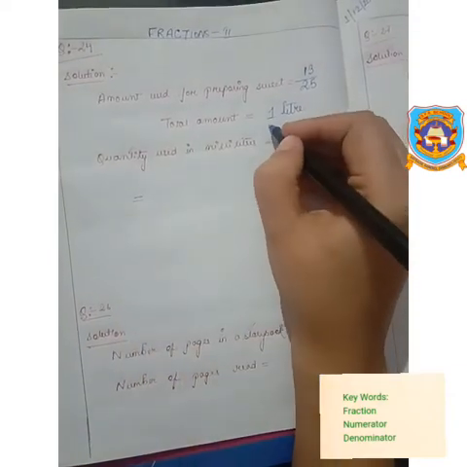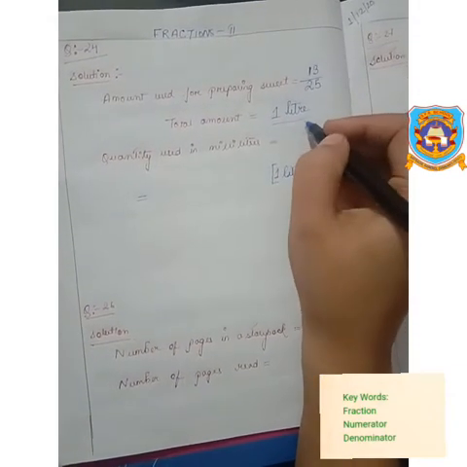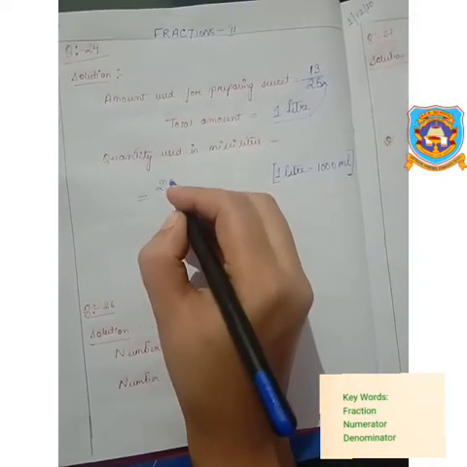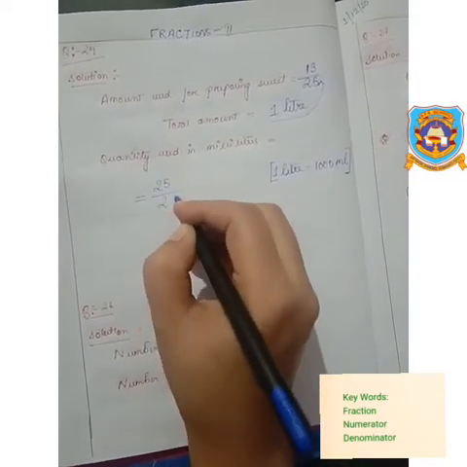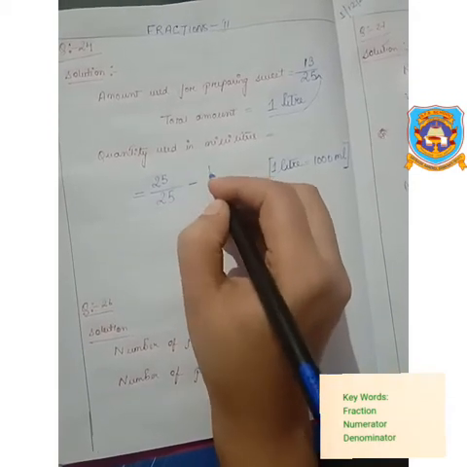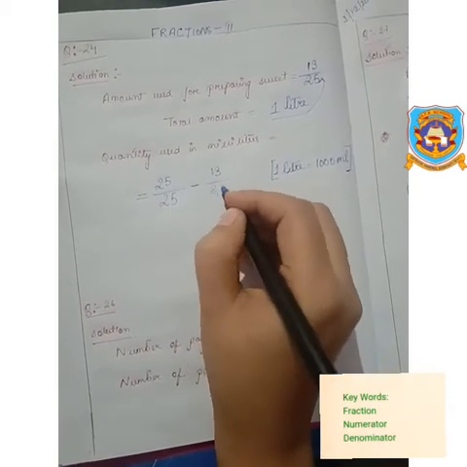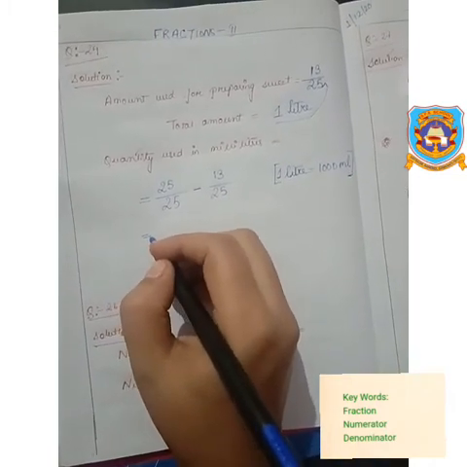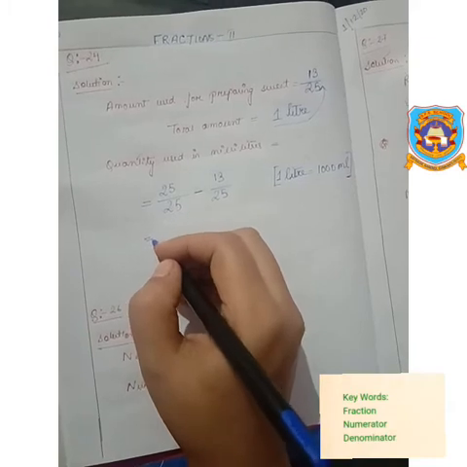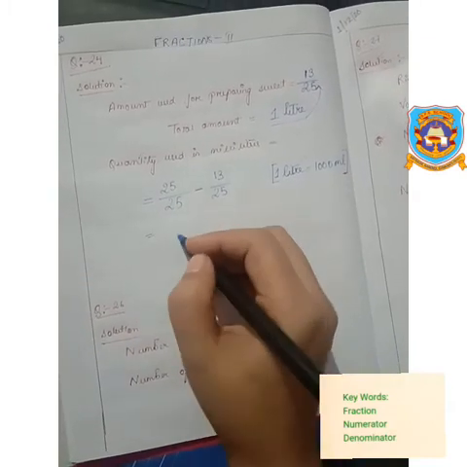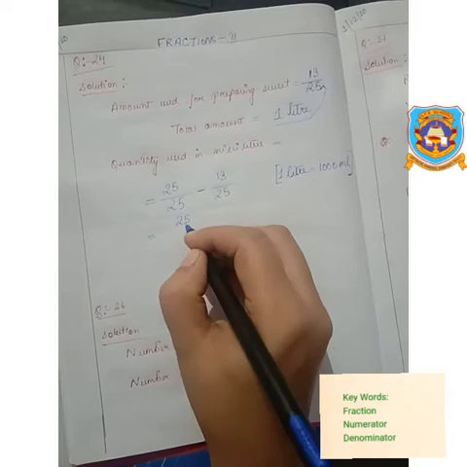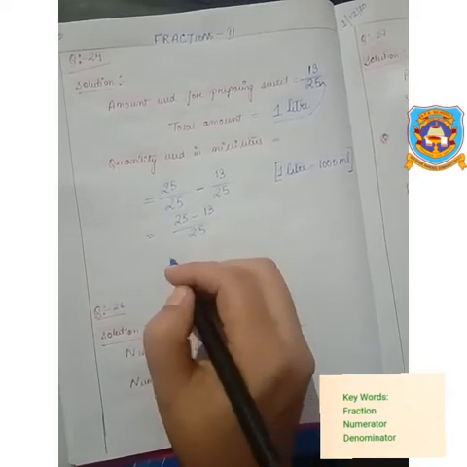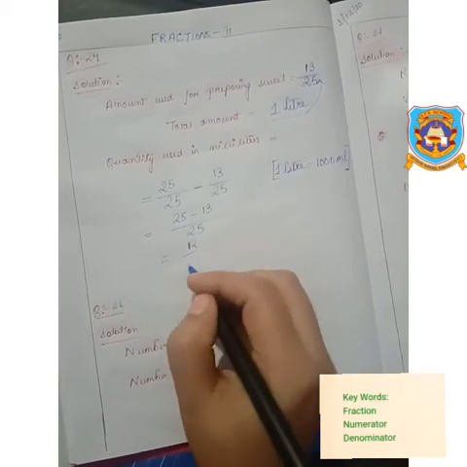Now this is 1 liter. If you express it as a whole, how will you do that? The hint is the denominator 25 here. So 25 by 25 becomes the whole, minus 13 by 25. Now since they are like fractions, I can easily subtract them. So 25 minus 13 by 25, I'll get here 12 by 25.